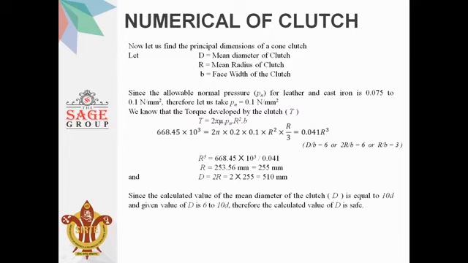We know that the torque developed by the clutch, T, is equal to 2 pi mu Pn R square b. This is the formula for the torque developed in the clutch. So we will put the values over here. We have put the value of torque 668.45 into 10 to the power 3, 2 pi into 0.2 into 0.1 R square into, we have put the value of b equal to R by 3. So when we multiply this, it is equal to 0.041 R cube.